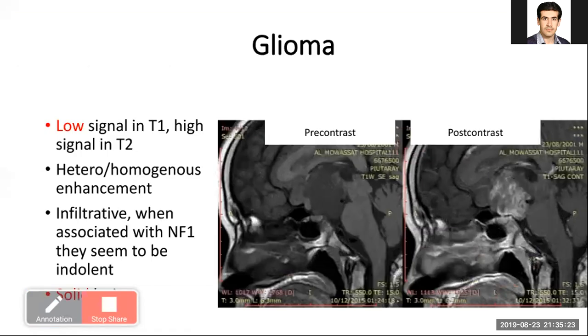The glioma is the diagnosis for this case. The glioma appears low signal in T1 and high signal in T2. It may enhance homogeneously, or, as in our case, heterogeneously. It is an infiltrative disease, but in neurofibromatosis type 1, it seems to be indolent, and this tumor is solid, with no cystic components.